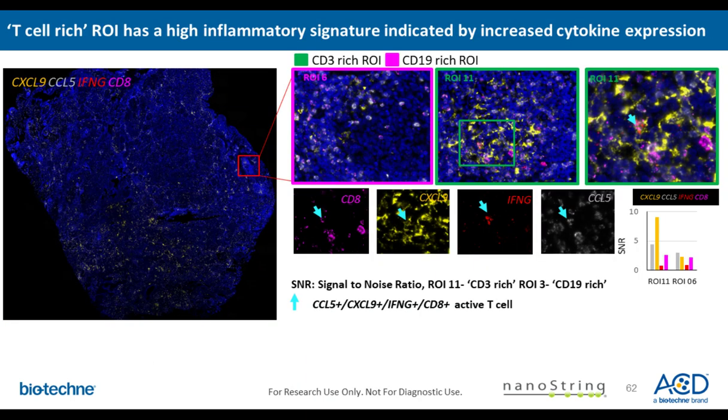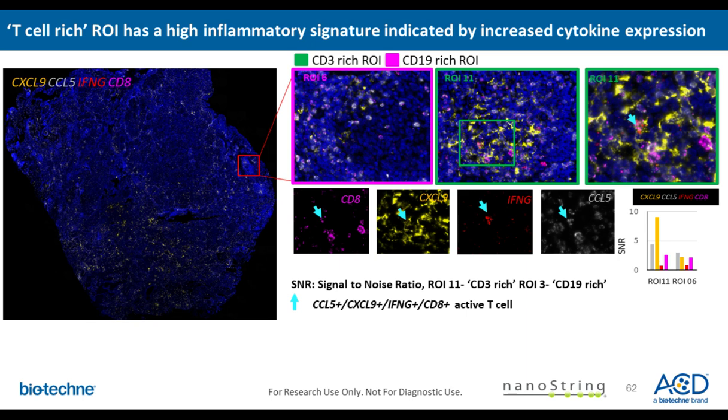With RNAscope analysis on these 4 targets in a serial section of lung tissue, we observed that all these 4 genes were expressed at a very high level in ROI11. And this is exactly what we expected, since ROI11 is the CD3-rich region. But having said that, we do see some basal level of expression in the CD19-rich ROI, ROI6.